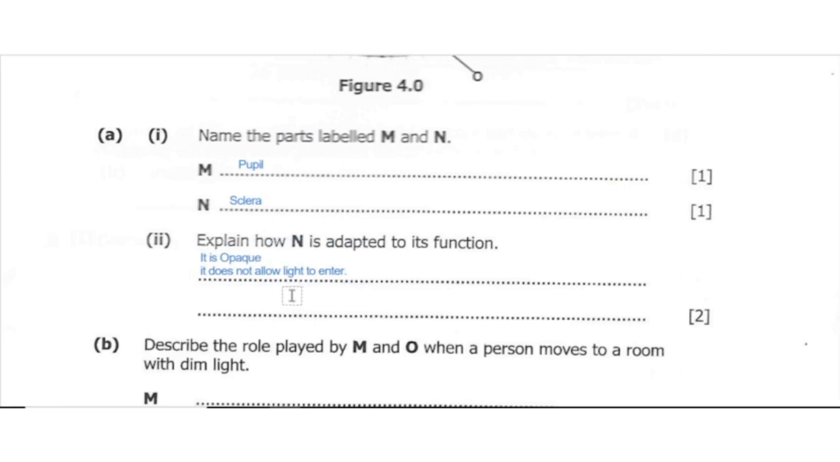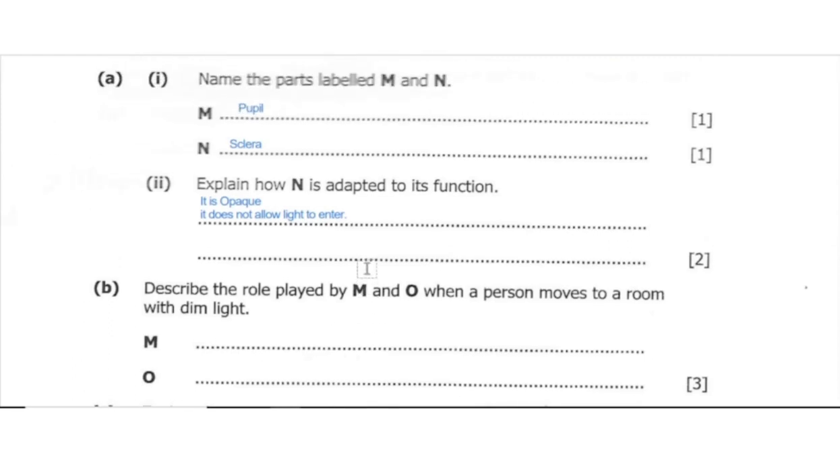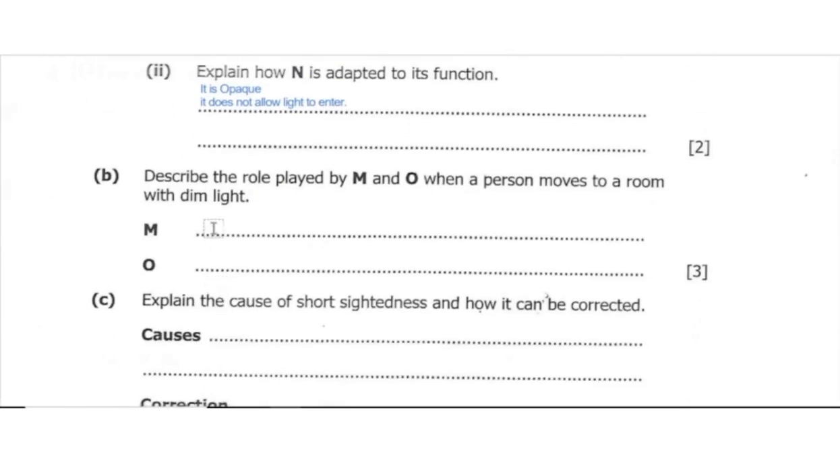Okay, we go to question number B. Describe the role played by M and O when a person moves to a room with dim light. So let's talk about M. M is the pupil. When someone goes into a dim light, the pupil will become big, so that it can allow a lot of light in, so that the person can see clearly.